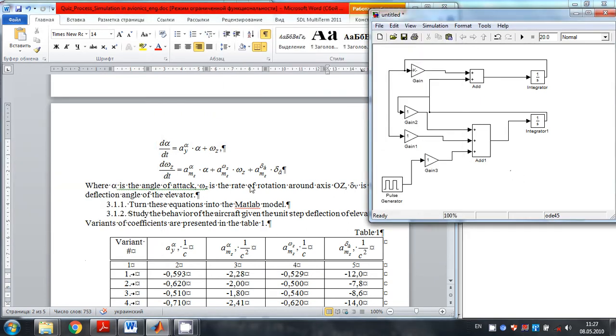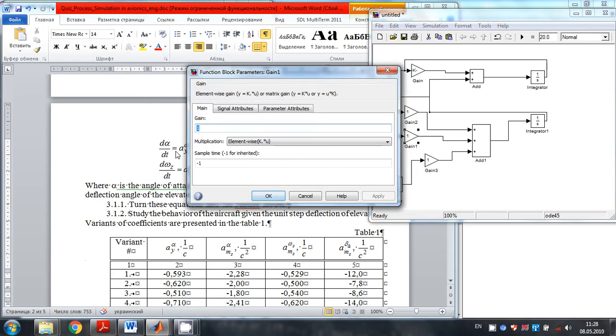Now the second coefficient, a mz alpha, which we multiply the angle of attack alpha with. So the second, a alpha mz, is minus 2.28. We multiply alpha. Alpha comes here. So this is the second, minus 2.28.